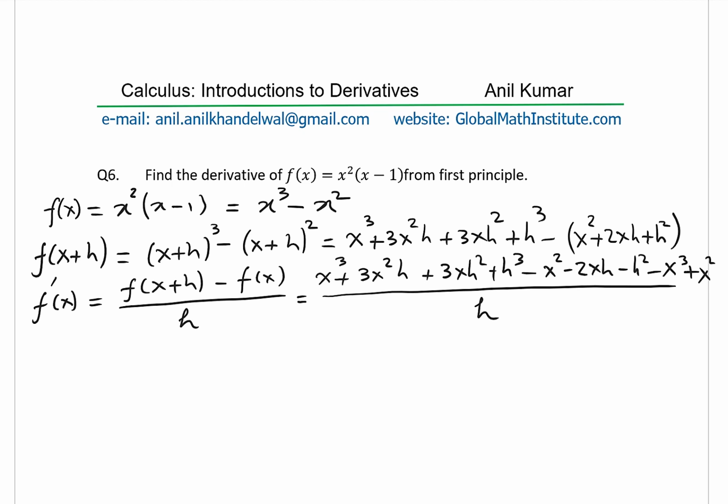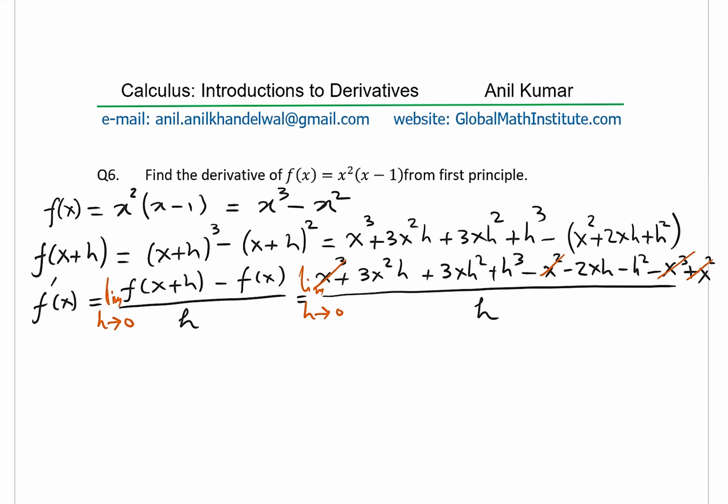Now we need to cancel the terms which are there. So x cube will cancel with x cube and x square will also cancel. So there you go. Perfect. And we forgot to write, which is very important, limit h approaches 0. So you have to write limit h approaches 0.